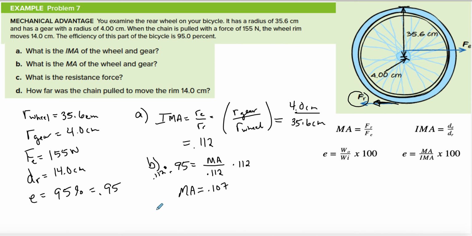Now for C, we can calculate the resistance force. We can use our mechanical advantage and our forces involved here. Our mechanical advantage is 0.107. We don't know our resistance force, but we can find that. We know our effort force is 155 newtons. Again, a little simple math here: multiply by 155 newtons, and we get a resistance force of 16.54 newtons.